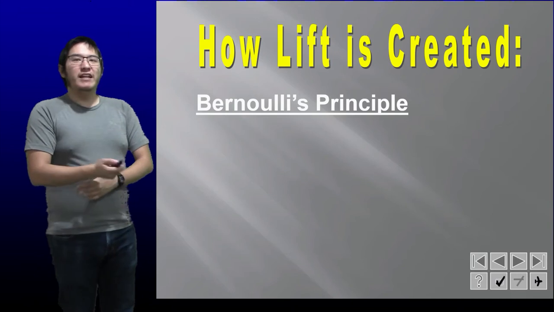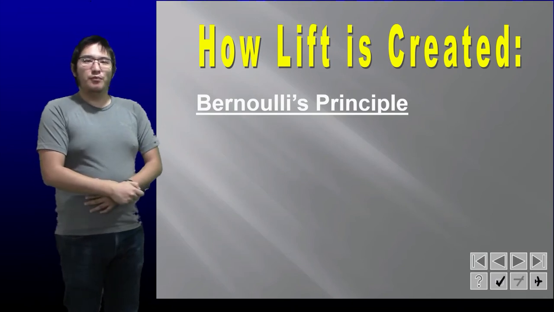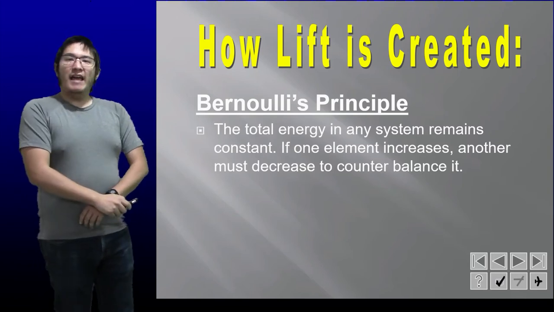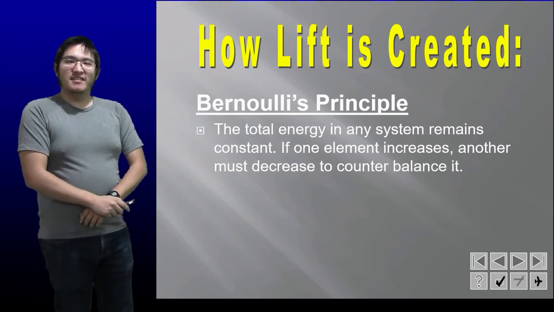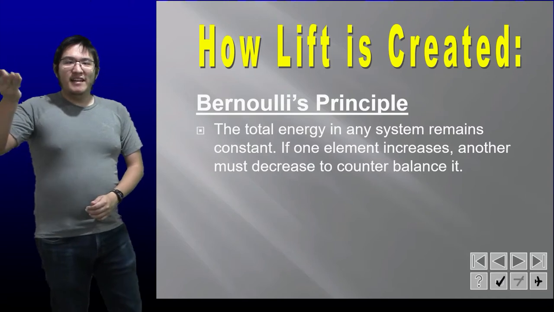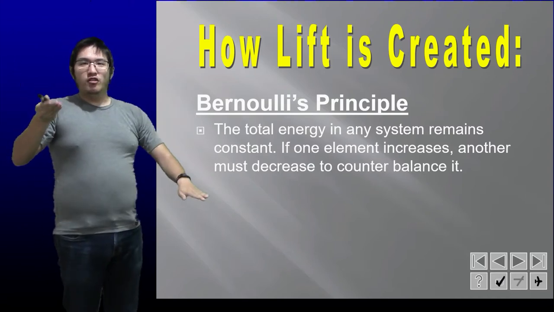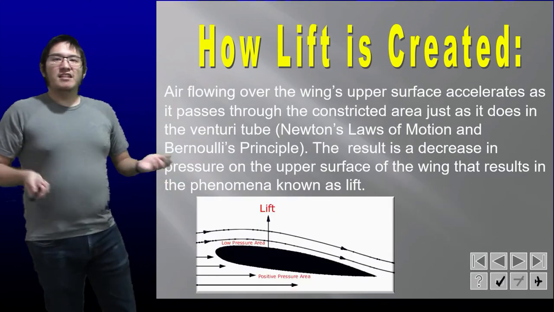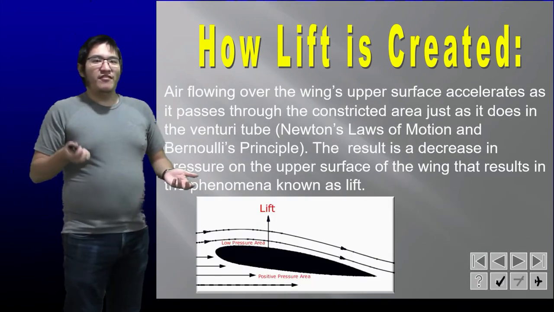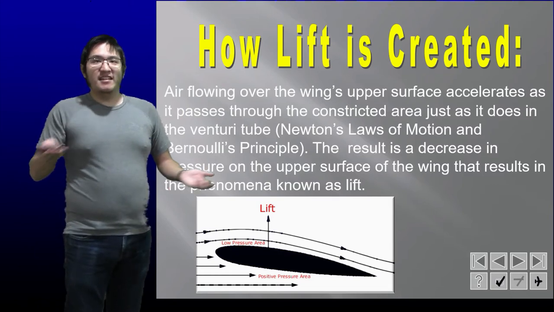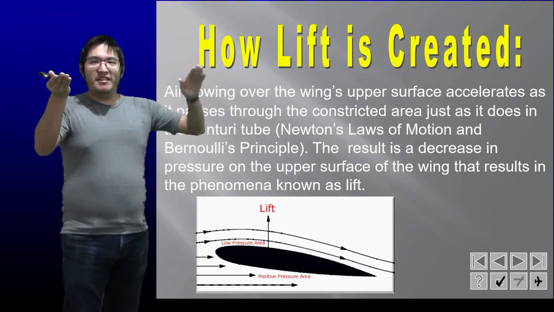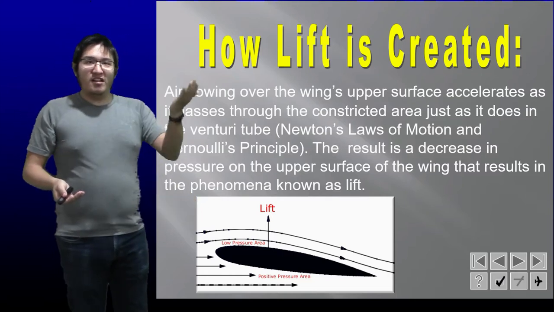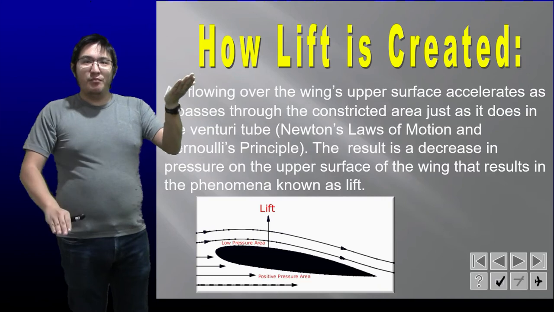Another law we need to know is what we call Bernoulli's principle. Bernoulli's principle states that the total energy in the system remains constant, and if one element increases, the other one must decrease in order to counterbalance it. Essentially, whenever you have an increase in something such as pressure, you need to have a decrease in something else, such as velocity. And same thing, if you have an increase in velocity, you need to have a decrease in pressure.